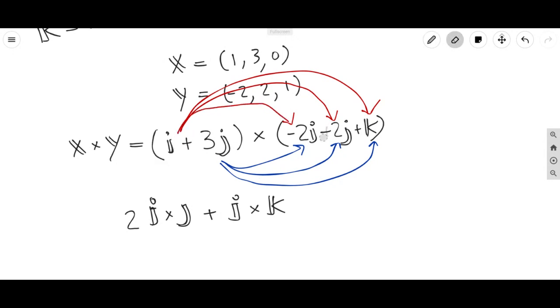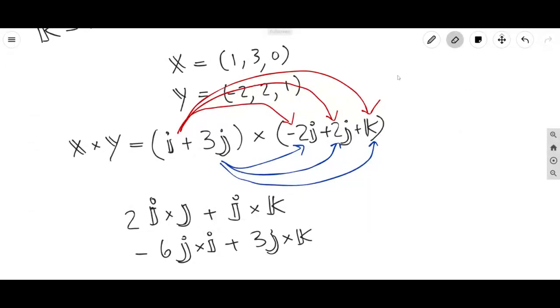So all that happened was that i multiplied by itself gives you the 0 vector. i multiplied by j is just i cross j. And i multiplied by k is just i cross k. But now you do it with the other one. So you do 3j and negative 2i. If you multiply those together, they will give you negative 6 j cross i. Then you would have plus 3j cross k. Because if you do j multiplied by itself, the cross product of j with itself will give you the 0 vector. And on the last one, you have j cross k.